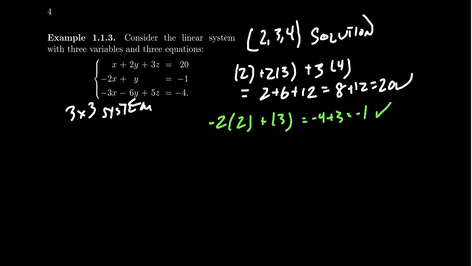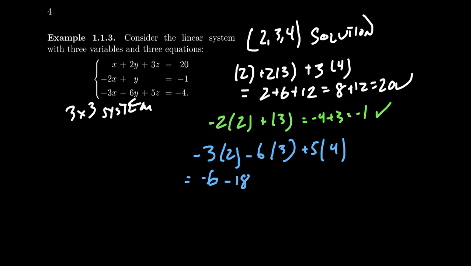And then lastly, for the third equation, we get negative 3 times 2 for x, negative 6 times y, which is 3 now, and 5 times z, which will be a 4. So we get negative 3 times 2, which is negative 6. Negative 6 times 3 is a negative 18. And then lastly, you're going to get 5 times 4, which is 20. If you take 20 and 18, that gives us a positive 2. Negative 6 plus 2 is equal to negative 4, and that checks out right there.